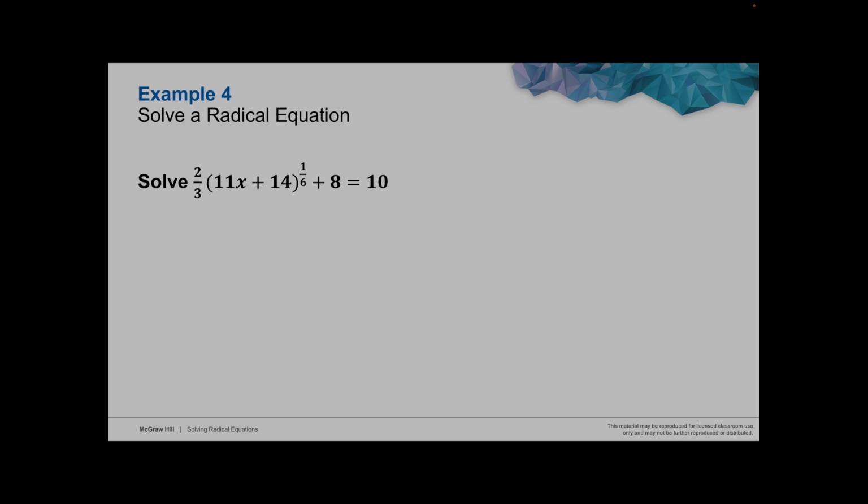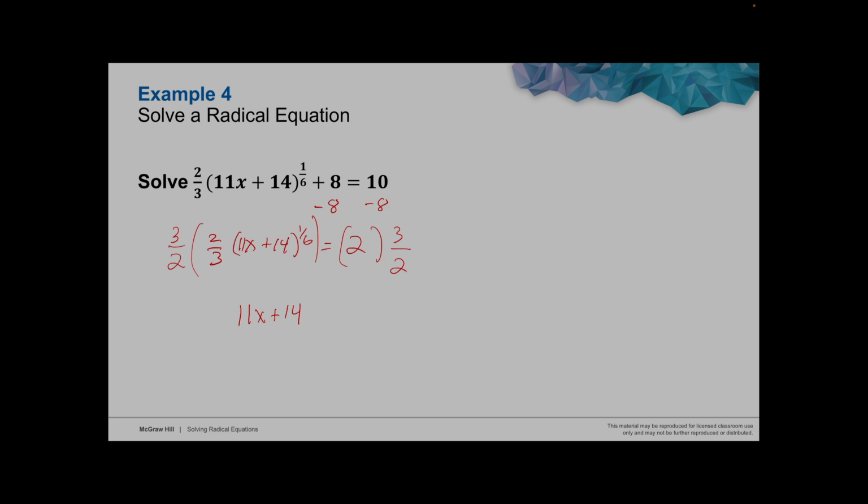So that gives me 2/3 times 11x plus 14 to the 1/6 is equal to 2. Now what? Divide by 2/3, which is the same thing as multiplying by 3/2. So we're going to multiply each side by 3/2. We just multiply by the reciprocal. Then this is gone. So we're left with 11x plus 14 to the 1/6 power is equal to 3.